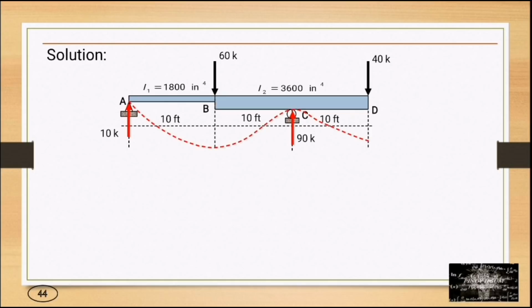We have an elastic curve, then the tangent line drawn at A, we have the slope at point A or theta A, then the deflection at point B. We have the deviation of point B from the tangent drawn at A or TBA, and the deviation of point C from the tangent drawn at A or TCA.